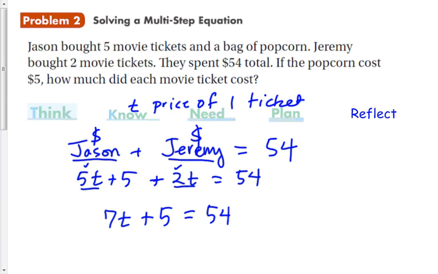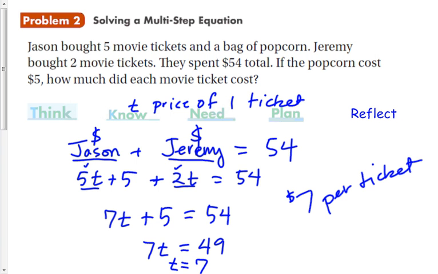Now I'm going to use the subtraction property of equality and subtract 5 from both sides, and I get 7 tickets cost 49, which also makes sense because if you take away the cost of the popcorn, the $5, from the total, you have just the 7 tickets. And then I'm going to divide that by 7 and get the cost of 1 ticket. So my answer is $7 per ticket. All right, you try that.